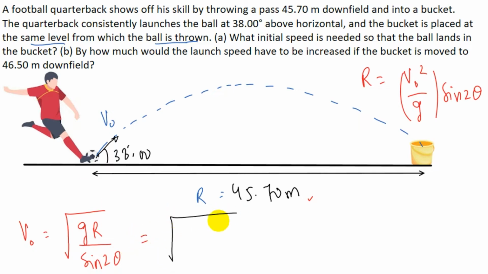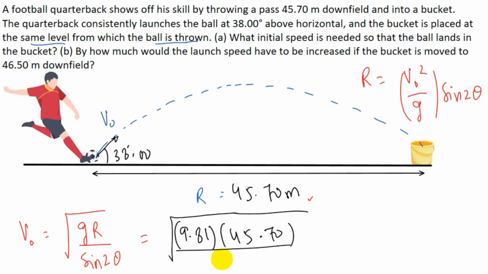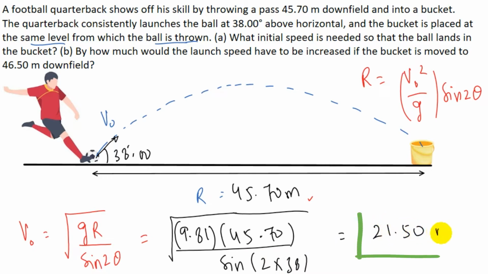So under the root, g is 9.81 meter per second squared, R is 45.70 meter, divided by sine 2 theta. So 2 times 38. That will be equal to 21.50 meter per second. Thus, the football should be hit with a speed of 21.50 meter per second such that it can land into the bucket. So this is the answer for the A part.